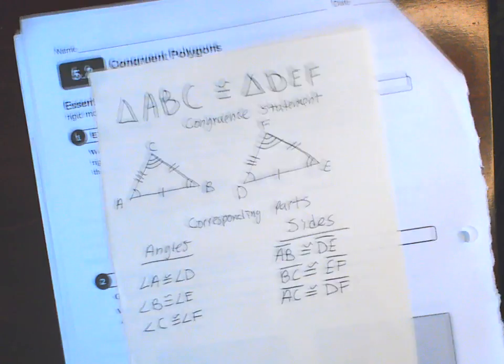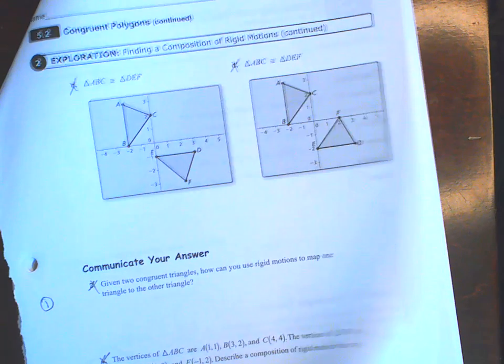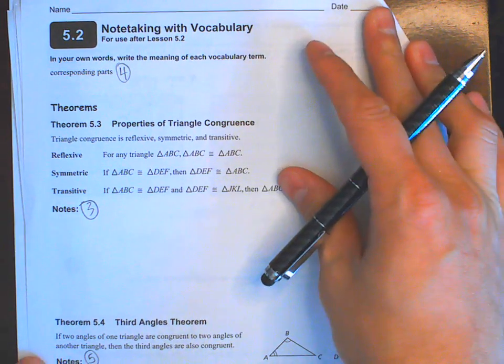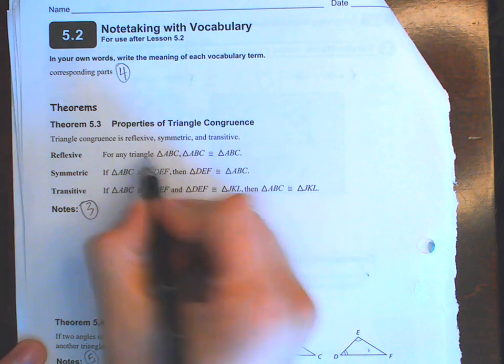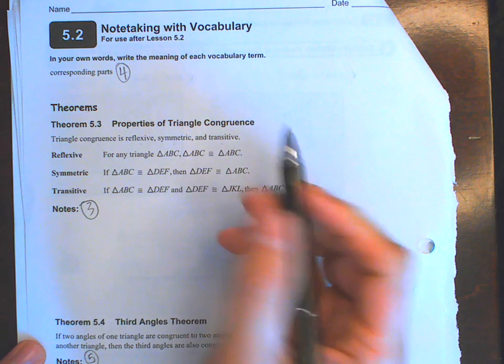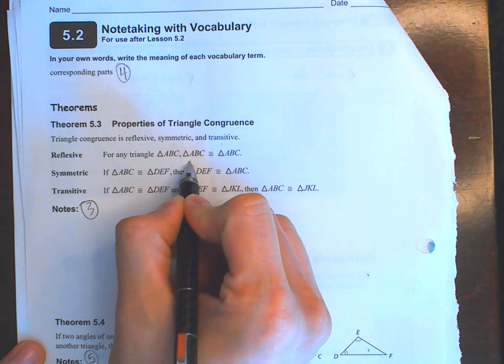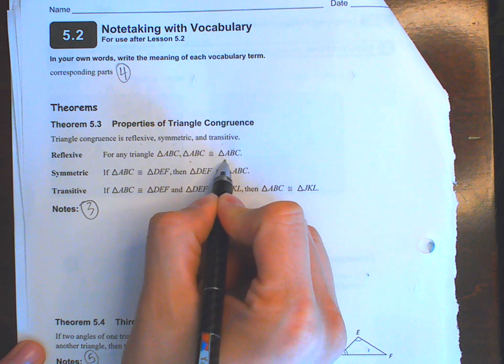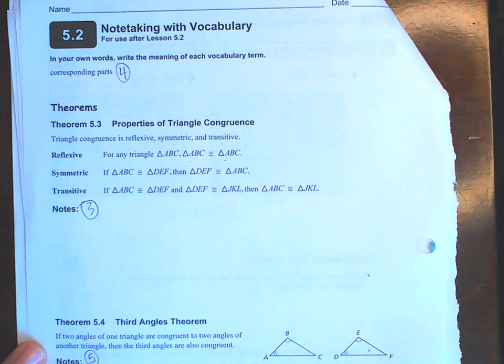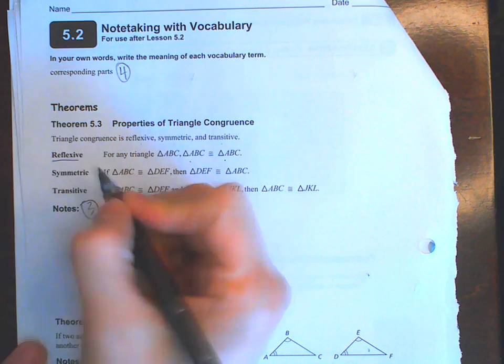Okay, let's move on to page 130. Now let's talk a little bit about triangle congruency. Now, triangle congruency is reflexive, symmetric, and transitive. So what does that mean? It means that a triangle is congruent to itself. I mean, it makes sense. A triangle is congruent to itself. Okay, they have the same size, they have the same angle measurements. Okay, so that's a reflexive property.